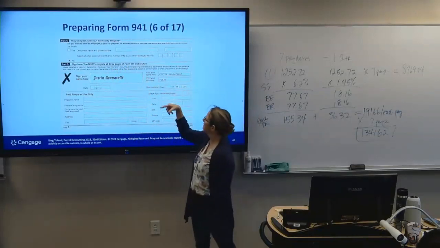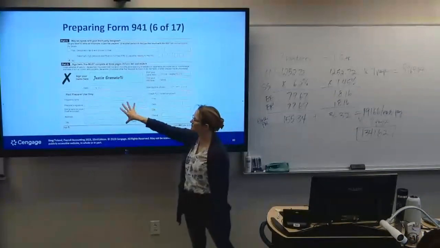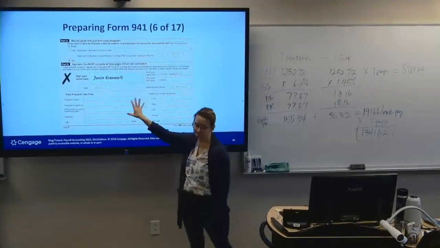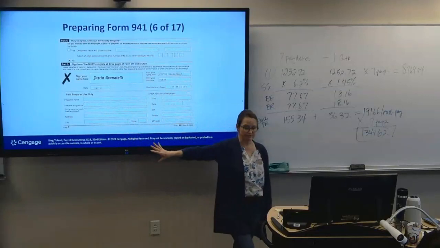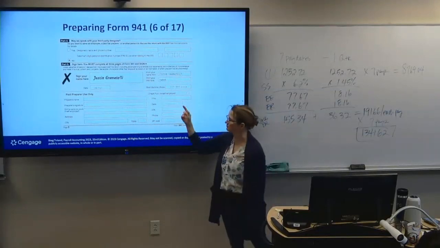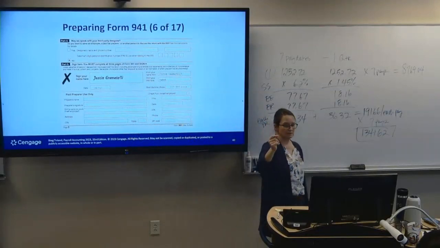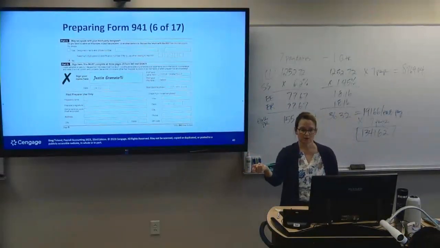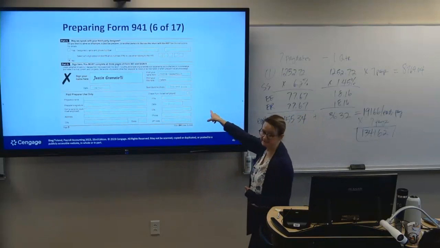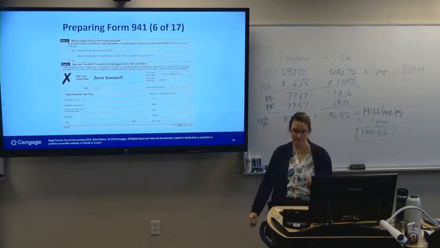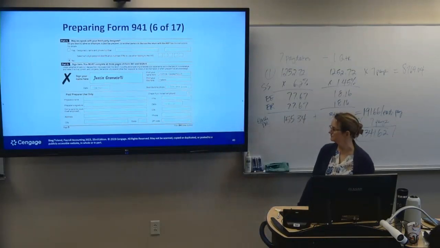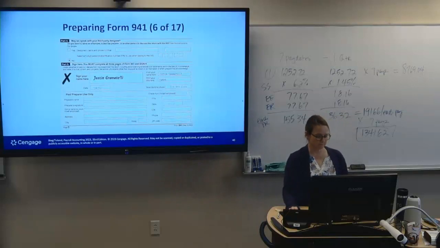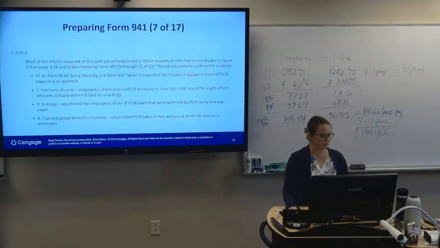So this one's signed by the owner, phone number. If there is a paid preparer, all of this stuff would be filled out as well. PTIN refers to a preparer tax ID number. So if you prepare forms for a fee for somebody else, you have to have a PTIN number, and you get registered with the IRS in order to do that. Okay, so those are all of the parts of the 941.